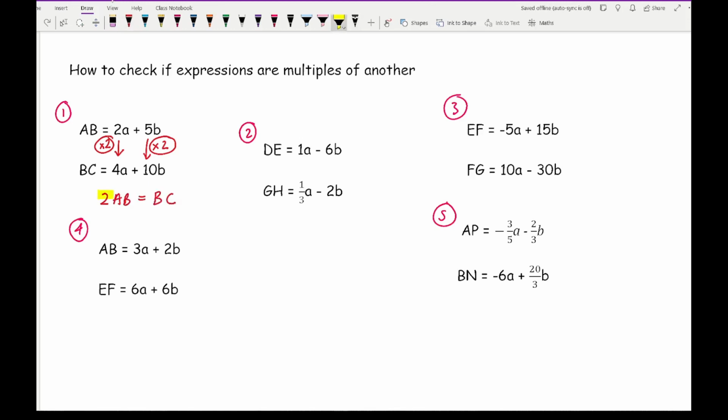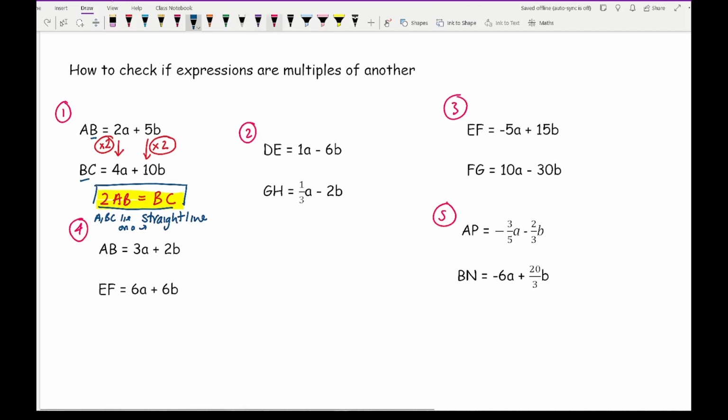Now you might be asking, well, have I showed that ABC lie on a straight line, or have I showed that AB is parallel to BC? Well, in this particular question, because we've got a common point, this is going to be a straight line proof. So what I would say is that A, B and C lie on a straight line because, and this would be your reason, because 2 lots of AB would equal BC.